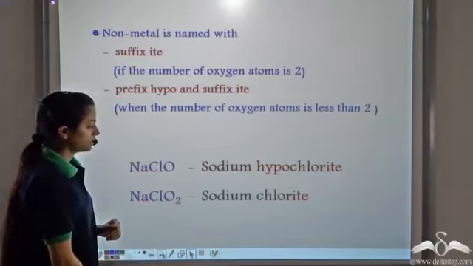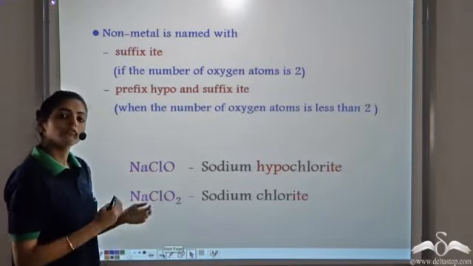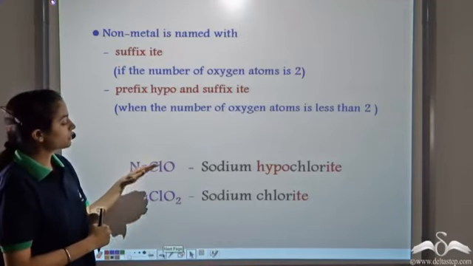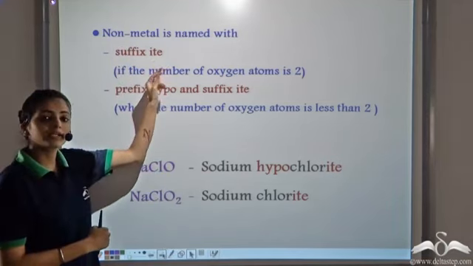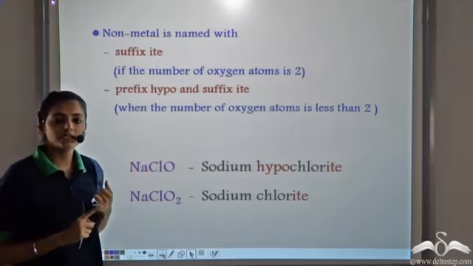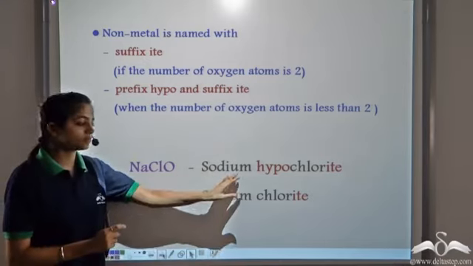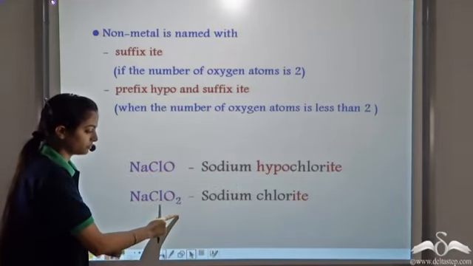Now, when we have a compound, we have two elements and an oxygen. We follow certain rules. So let's see what the rule says. So first of all, we have that the non-metal is named with the suffix "ide." Even in NaCl, we saw that sodium remains as it is. So in this case, sodium remains as it is. We now deal with this part of the compound.